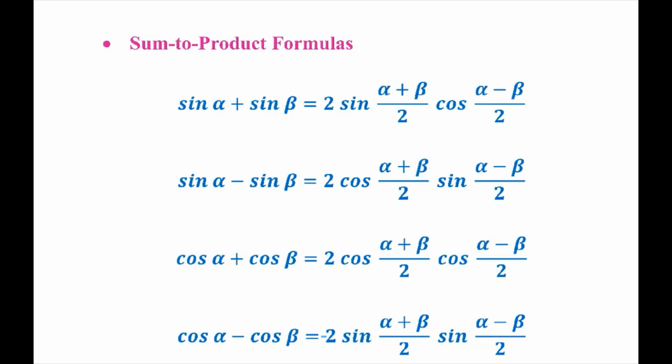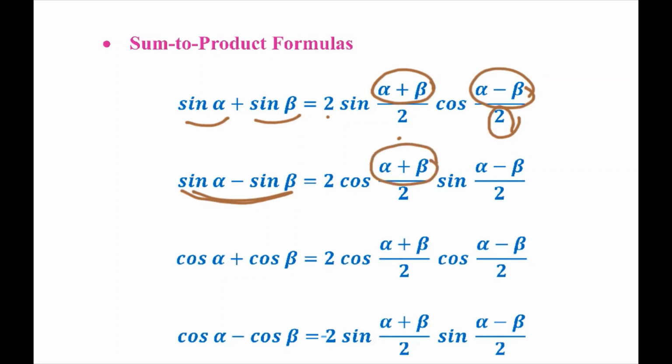So if I have two angles, sine alpha plus sine beta, I could change it into a product: 2 sine the sum of the angles divided by 2, multiplied by cosine the difference between the angles divided by 2. And if I have sine alpha minus sine beta, it would be 2 cosine the sum over 2 multiplied by sine the difference over 2. The addition of cosine alpha and cosine beta will be 2 cosine the sum divided by 2 times cosine the difference divided by 2.